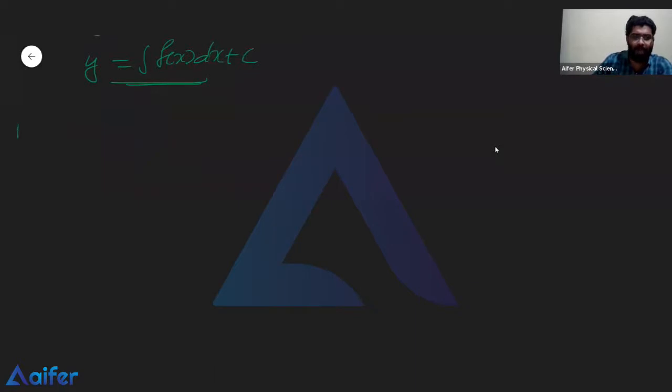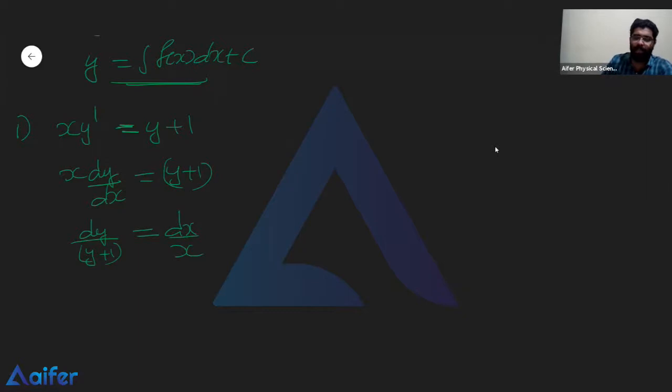So first one here: x y prime equal to y plus 1. At first look, x dy by dx equals y plus 1. I can bring that y plus 1 here, and dx, I can bring this x down here. Now if you see, the variables are separated out. Now you can just go for integration, straightforward integration. So this is just log of y plus 1 equal to log of x plus an integration constant.